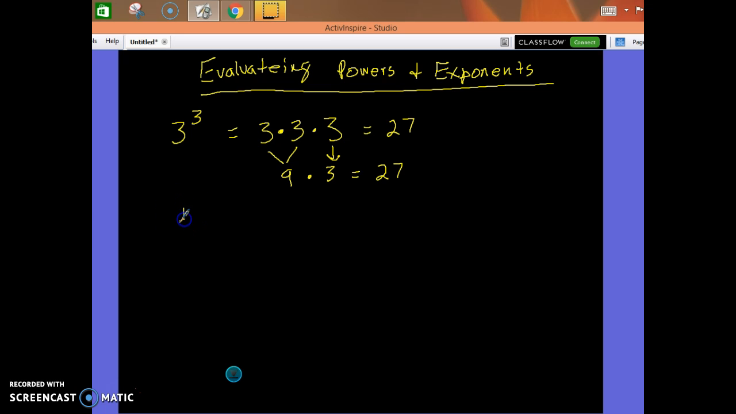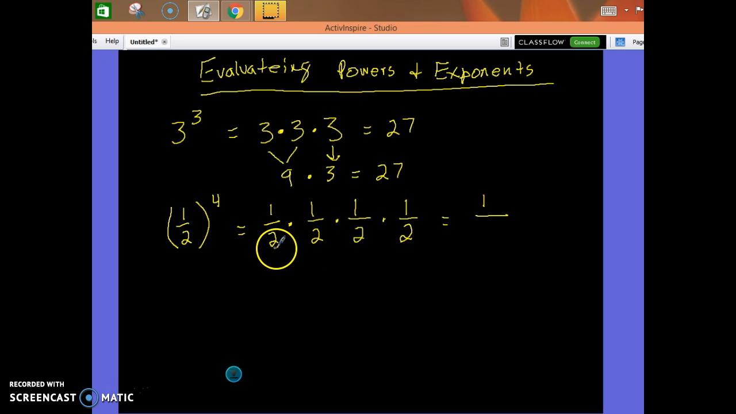Let's look at a fraction like 1/2 to the fourth power. This can be rewritten as 1/2 times 1/2 times 1/2 times 1/2. Remember that when we multiply fractions, we multiply the numerators and then we multiply the denominators. So 1 times 1 is 1. Then that answer times 1 is another 1. And then 1 times 1 is 1. So 1 times 1 times 1 times 1 is 1.